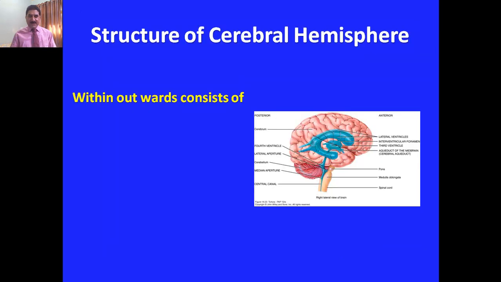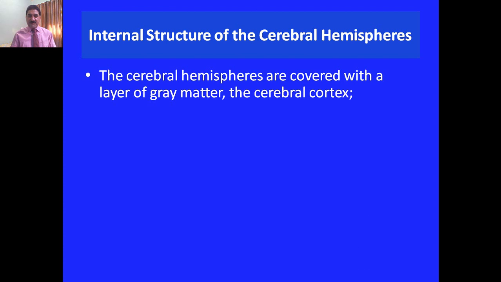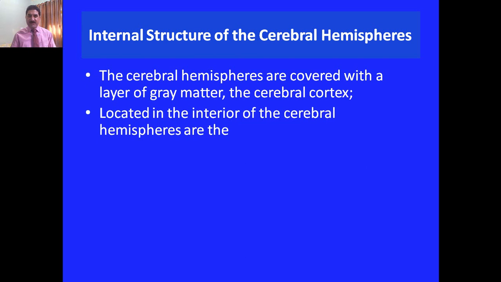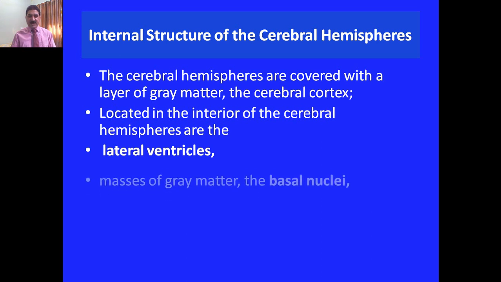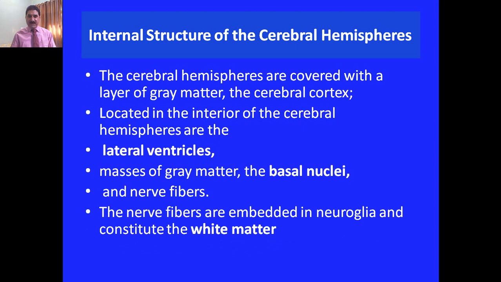Within the cerebral hemispheres, there are two lateral ventricles, one for each. Outer to that we have the inner white matter, and outer to that we have the cerebral cortex consisting of gray matter. The cerebral hemispheres are covered with a layer of gray matter called the cerebral cortex. Located in the interior of the cerebral hemisphere are the lateral ventricles, one in each hemisphere, masses of gray matter called the basal nuclei or basal ganglia, and nerve fibers. The nerve fibers are embedded in neuroglia and constitute white matter.